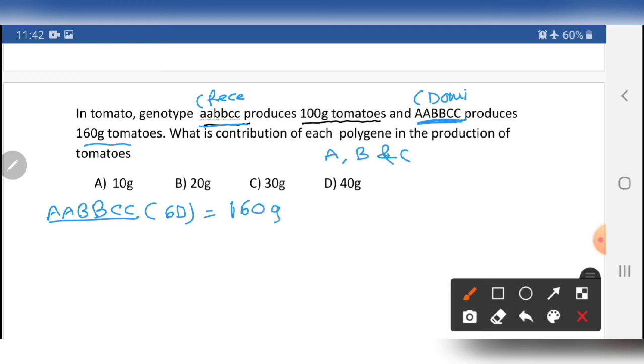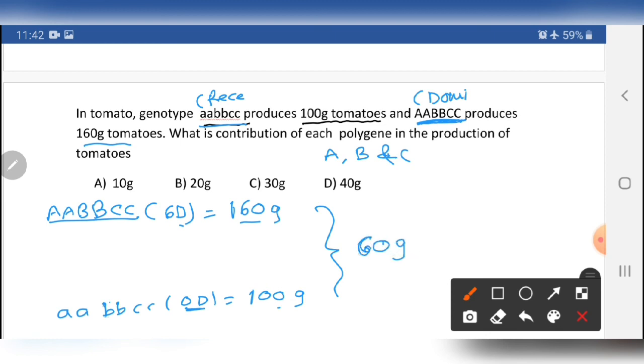But this was small a, small a, small b, small b, small c, small c. I didn't write clearly, so write small a, small a, small b, small b, small c, small c. These are all recessive. So this is 0 dominant, no dominant here. So it is 100 grams. 0 dominant is 100 grams. 6 dominants is 160 grams. What is the difference? The difference is 60 grams.